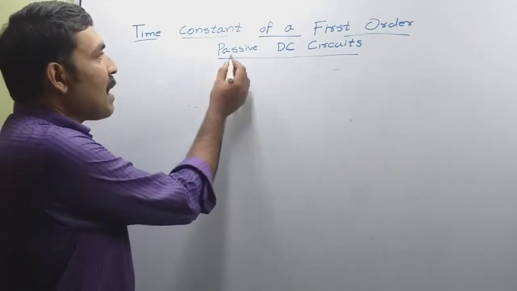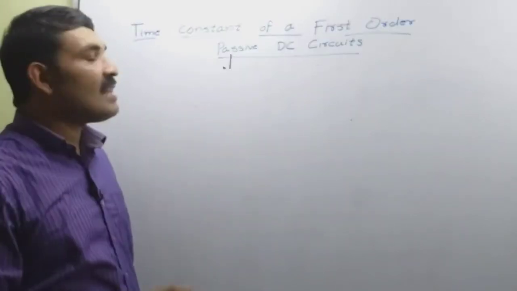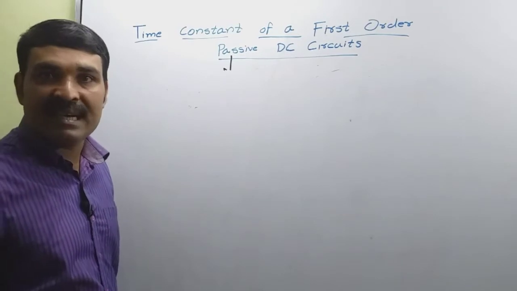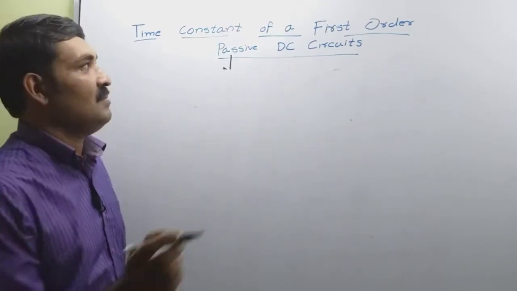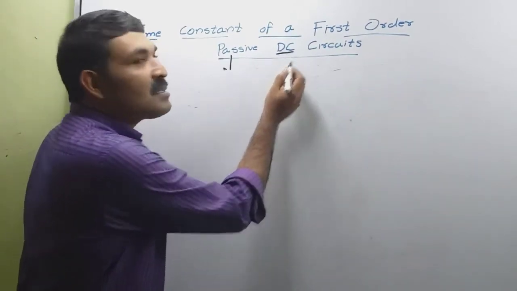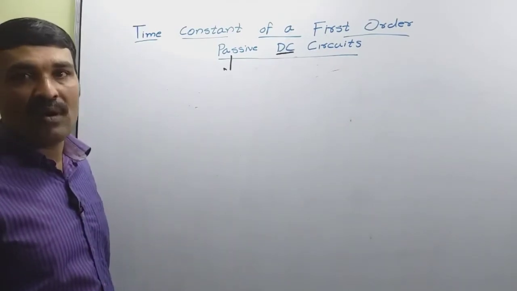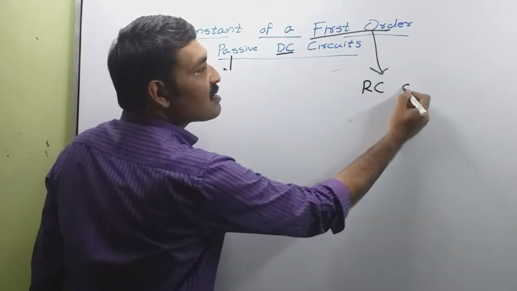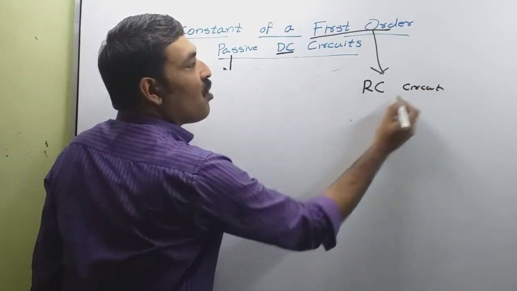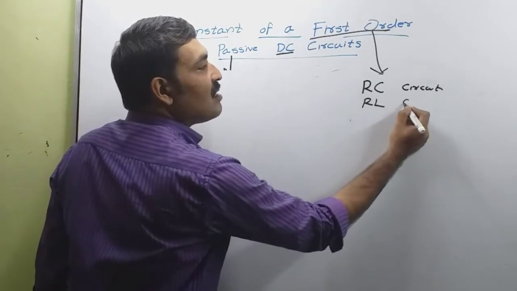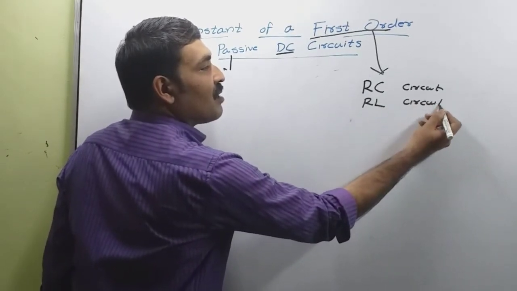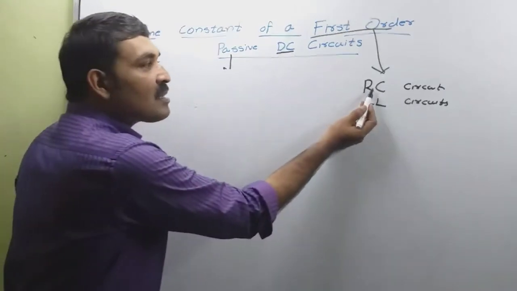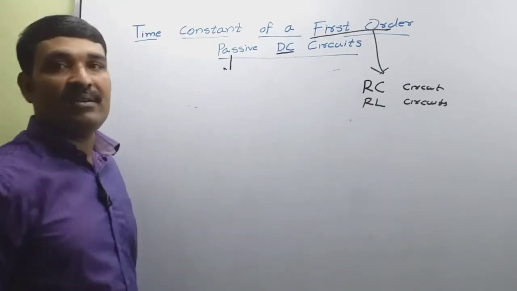And we know that a passive network means a circuit consisting of passive elements such as resistance, inductance and capacitance. And the source is either a DC current source or voltage source. A first order network means either an RC circuit or an RL circuit. Now we want to find the time constants of the RC network and the RL network.